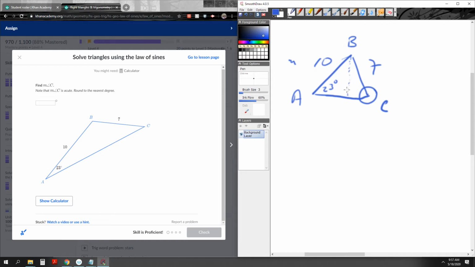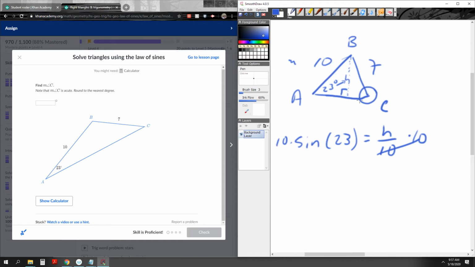If I cut this like this, I get a right triangle. So we know this 10, we know this 23, and we're looking for the height of the triangle. Let's just call it H. Well, the H is on the opposite side. So that's going to be the sine of 23, and that's going to equal the opposite, which in this case is H, over 10. Opposite over hypotenuse. Multiply both sides by 10. So I now know the height.